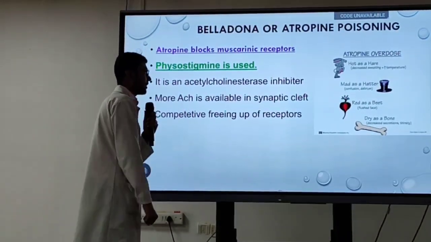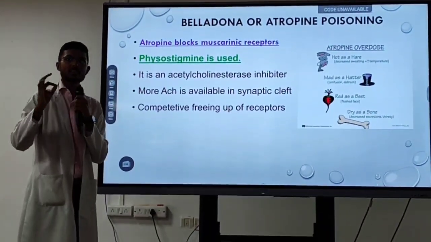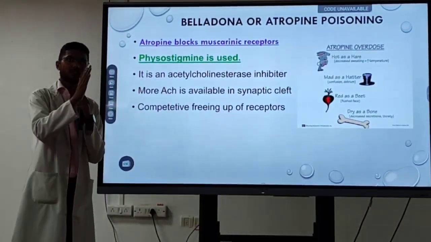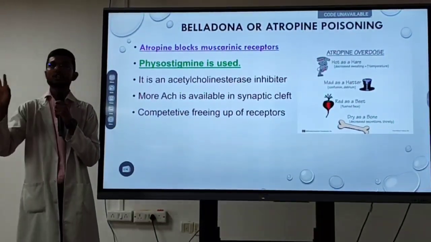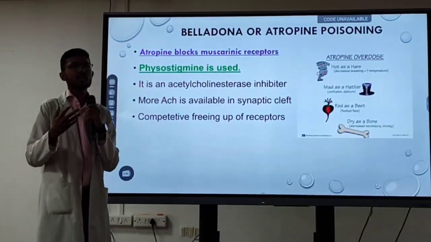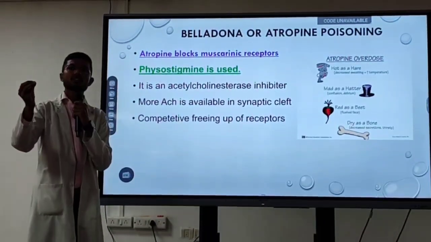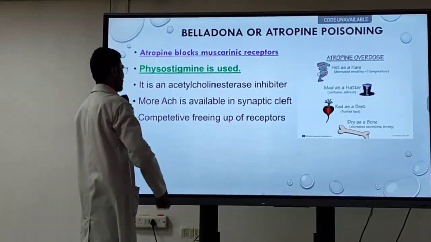Now, belladonna poisoning or atropine poisoning. So, we know atropine is what? It's a muscarinic receptor blocker. M1 to M5, every receptor has been blocked. Now, there will be no action of these receptors. We have to reactivate, or make acetylcholine bind to this receptor anyhow. What will we do? We will give physostigmine.